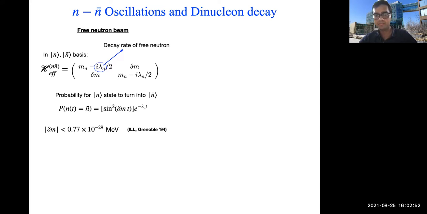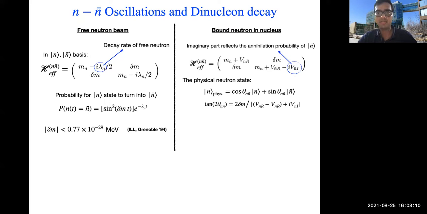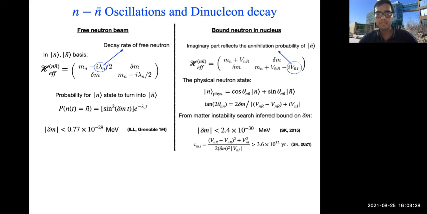Also, there have been searches for n-nbar oscillations in bound neutrons in nuclei, and the effective Hamiltonian for this case looks like this, where the nbar experiences an imaginary potential, which reflects that there is an annihilation probability of this nbar inside the nuclear environment. So this says that the physical neutron state is a mixture of n and nbar, and the mixing angle is given as so. Of course, this mixing angle is highly suppressed, but this is more than compensated by the large number of nucleons present inside a detector like Super Kamiokande.